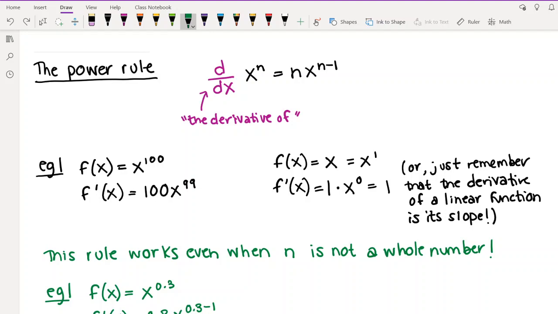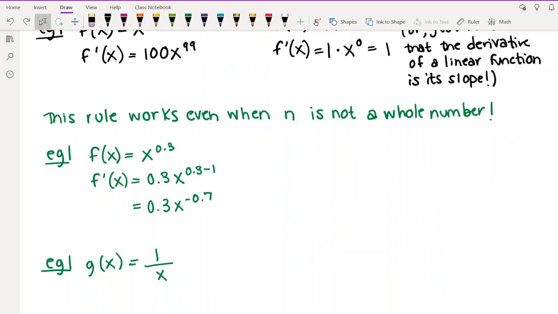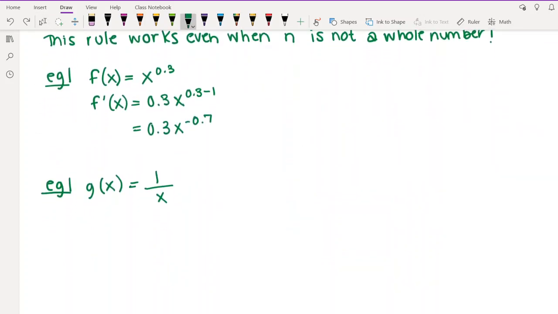It can't be something like x squared divided by the square root of x. It needs to literally be x to a power. And so what that means is that if you have something like 1 over x, you want to find a way to rewrite it so that it is x to a power. So the first step is that we're going to rewrite in x to the n form.